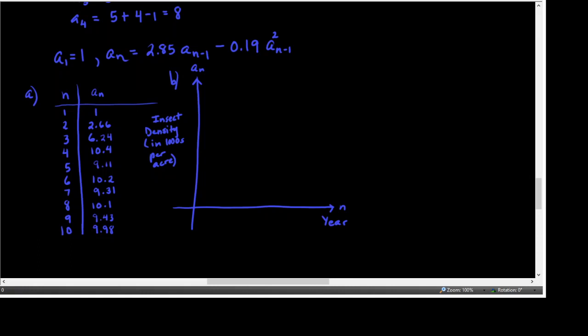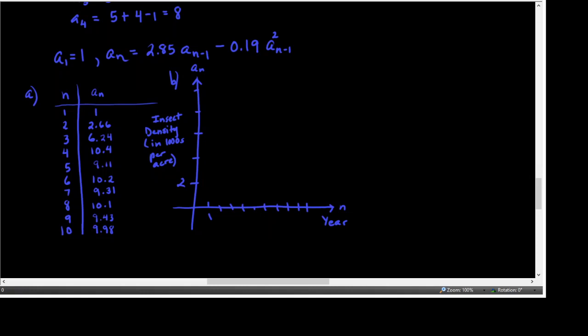All right, so looking at our numbers, looks like a lot of them are around 9 and 10, so I think I'm going to make this 2, 4, 6, 8, 10. And of course, this would be year 1, year 2, 3, 4, 5, 6, 7, 8, 9, 10. Alrighty. So we're ready to graph.